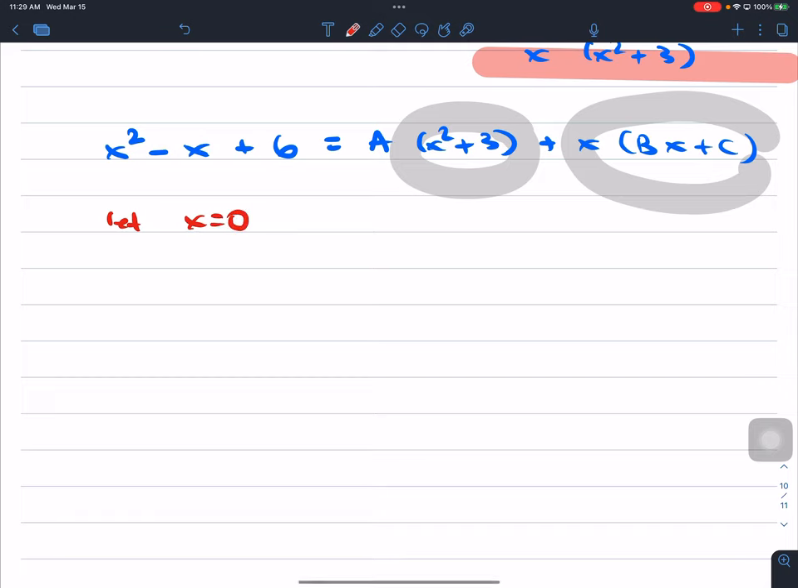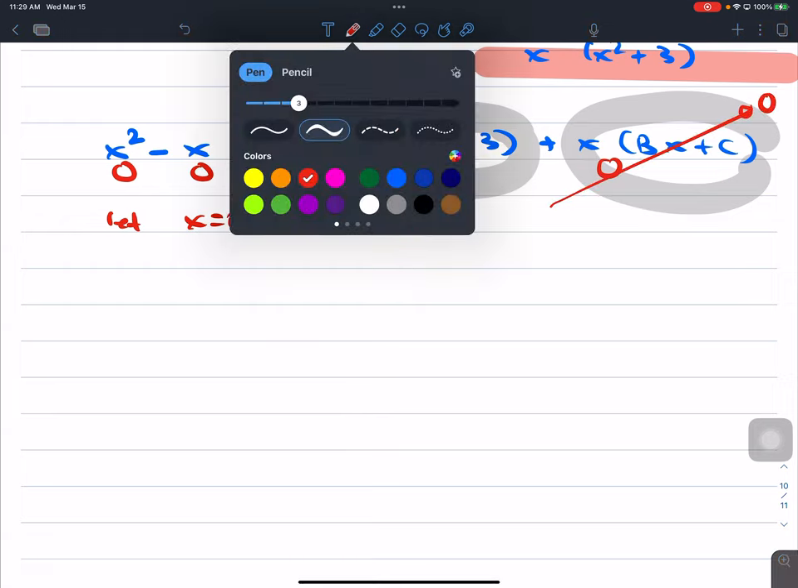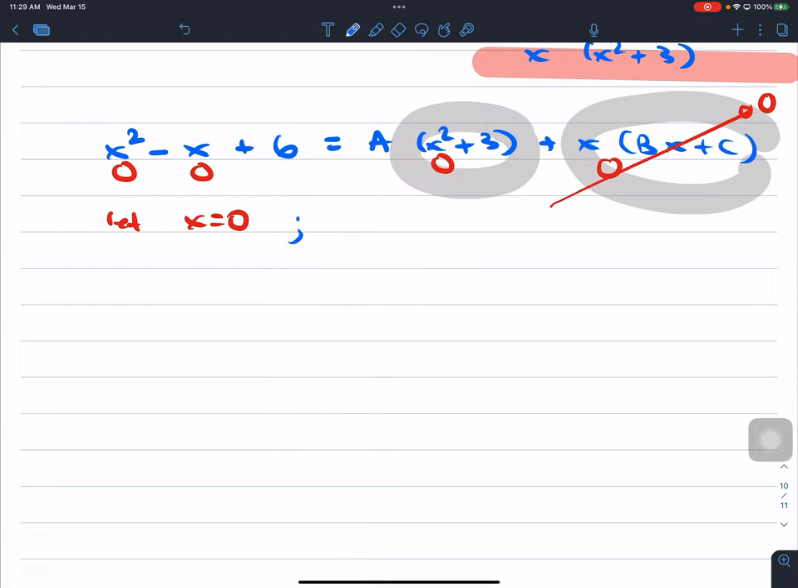Well, let x be 0, so I replace a 0 wherever there's an x. Oh, you go, okay, this is 0. Yes, it is. So if x is 0, we get 0 squared minus 0 plus 6, isn't that just 6? So 6 will be 0 squared plus 3a. That means a equals what? 2.